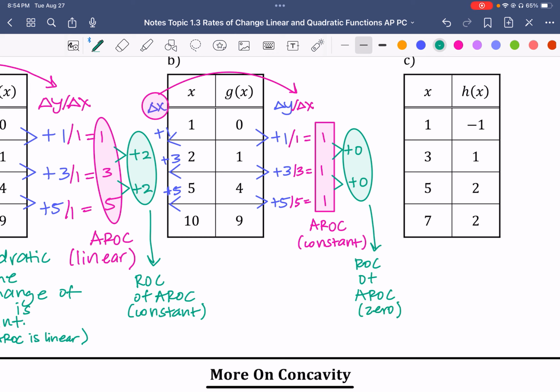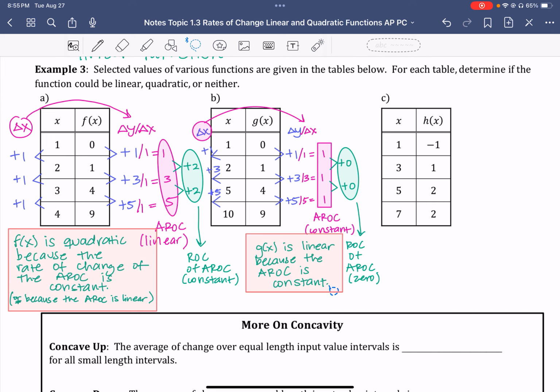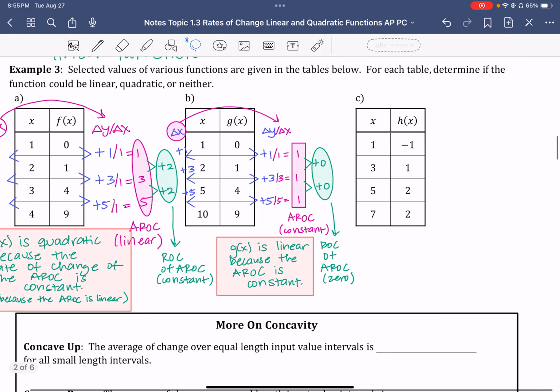Okay, so I can say g of x is linear because the average rate of change is constant. I should box in my answers because it's really hard to see where they are. Let me do it in this color. Oops, I don't think that's going to work. Okay, and then this one. So those are my final answers for A and B. A was quadratic and B was linear because the average rate of change is constant.